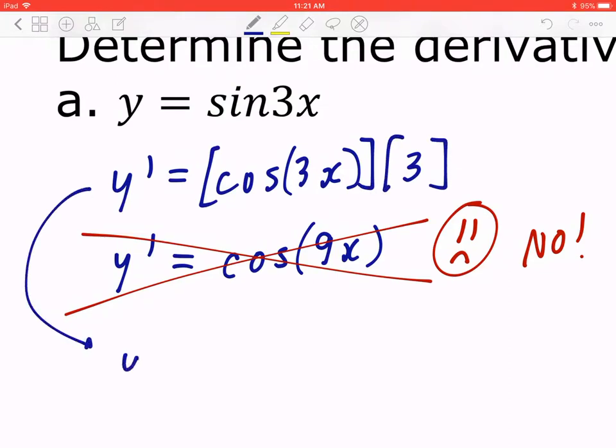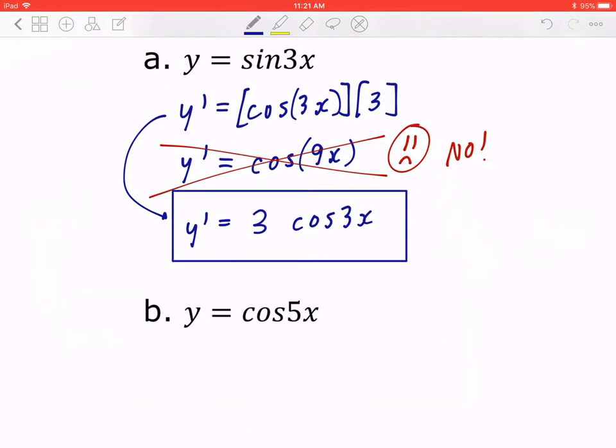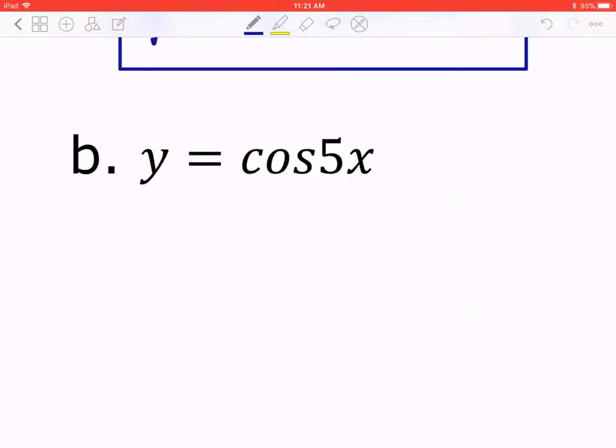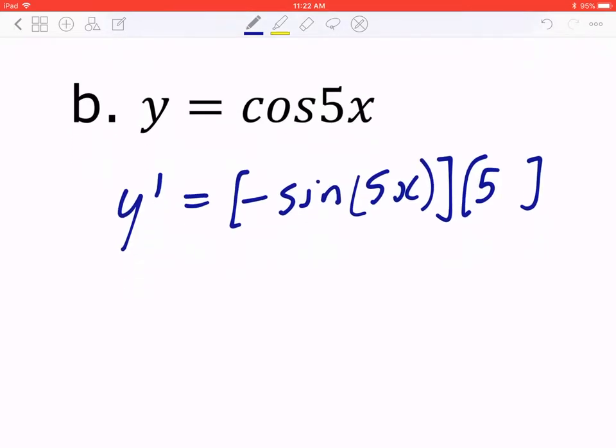So the correct answer is y prime equals 3 times cosine of 3x. And again, if you like, you can put a box around it, just like that. Part B, cosine of 5x. Again, y prime equals negative sine of 5x, and you multiply this by the derivative of 5x, which is 5. Again, you can put the brackets around them, even around 5x.